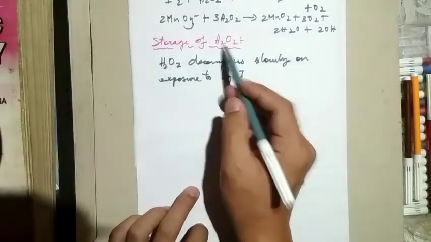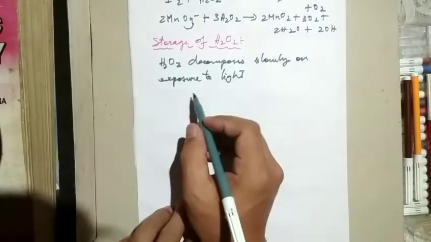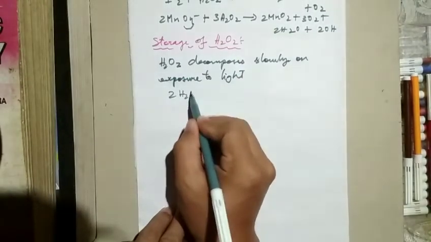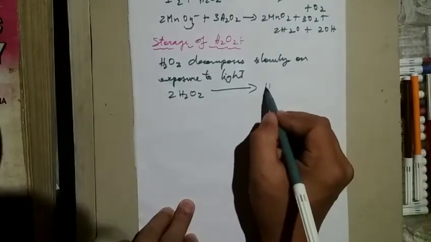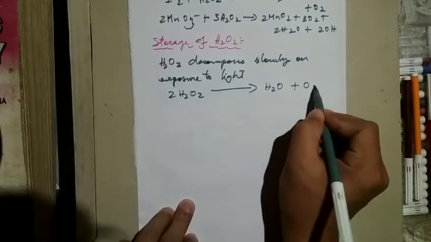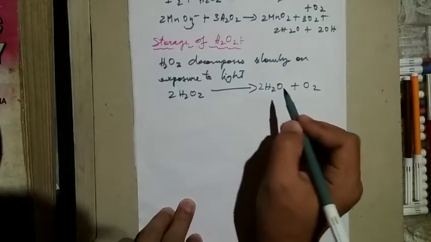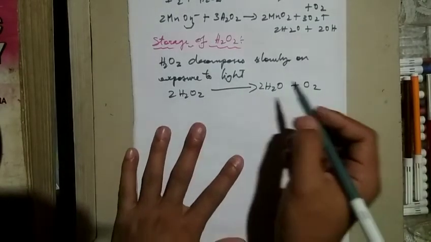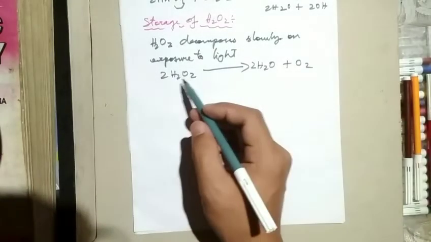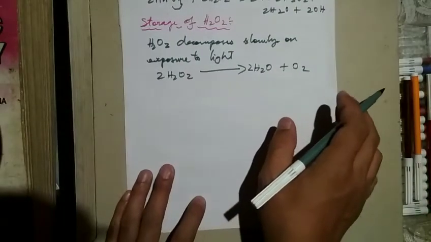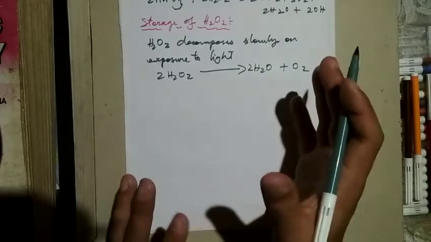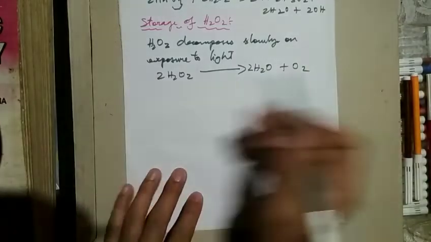This chemical, hydrogen peroxide, 2H2O2, decomposes to water and oxygen. So while keeping this hydrogen peroxide, you should avoid light. It should always be stored in a dark place. Still more is coming.